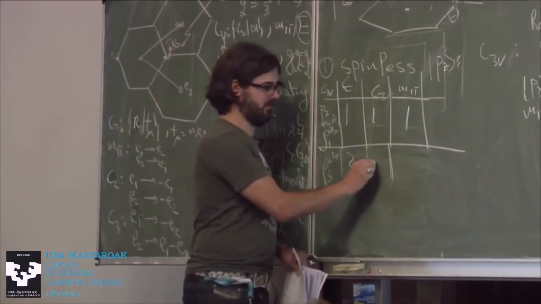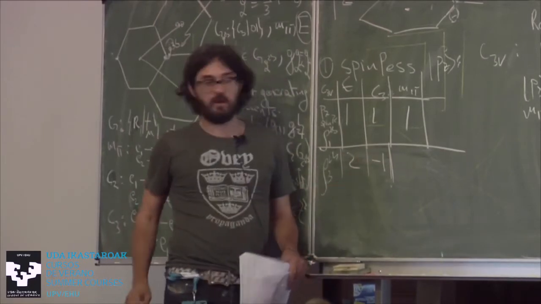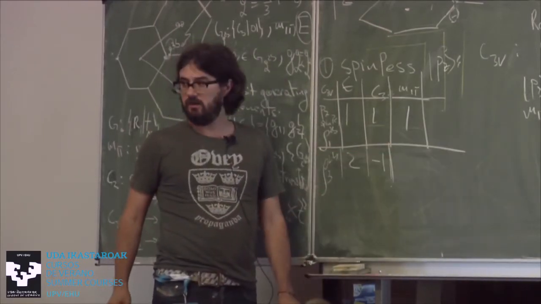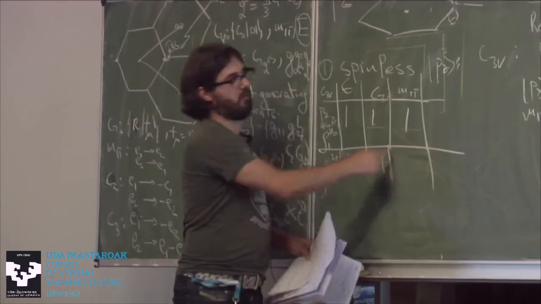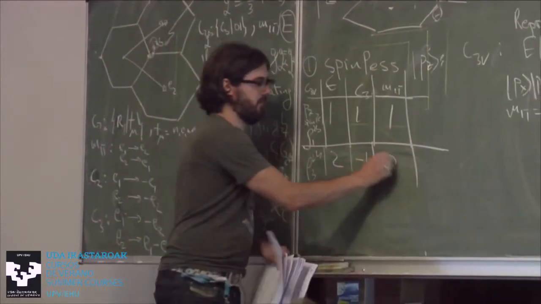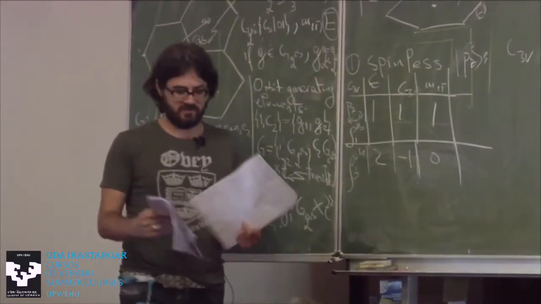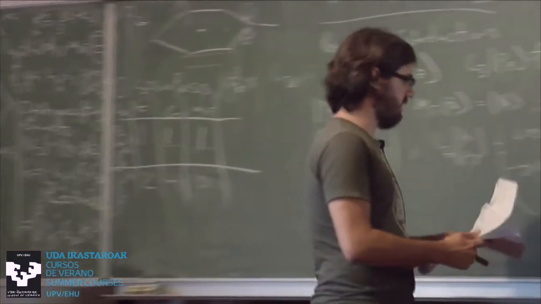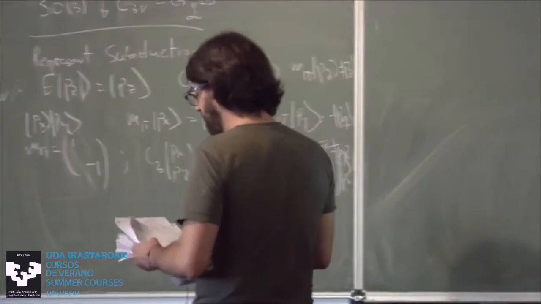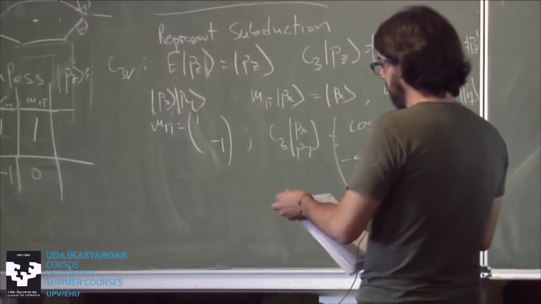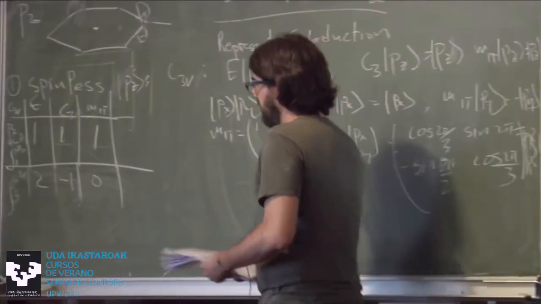Which is what? Minus 1, 2 cosine of 2 pi over 3. And M11, 0. So these are two spinless representations of C3Z. Now what we're going to do is go to spinful, which is really what we're interested about.